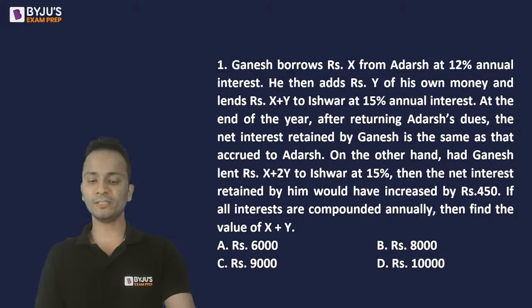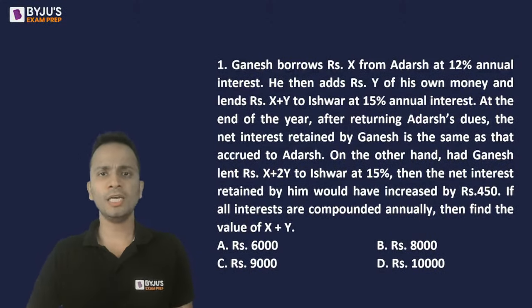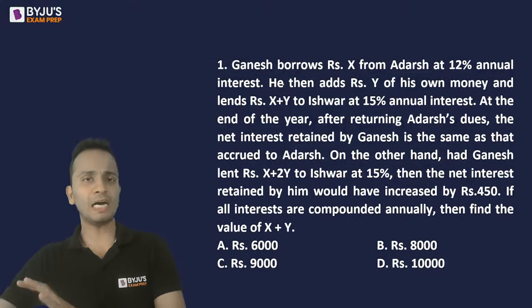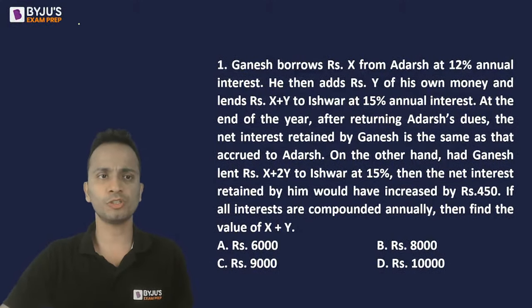All right, any answers for this one? Let's have a discussion on this. Now, Ganesh borrows rupees X from Adarsh. So Adarsh is the first person. He has lent Ganesh rupees X at a rate of 12 percent.